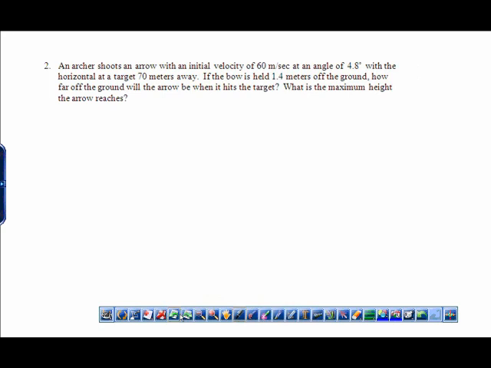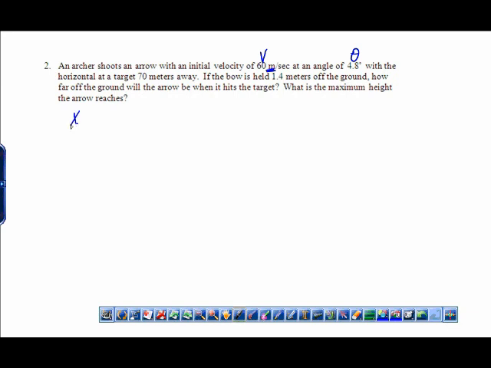Here we have an archer shooting an arrow with an initial velocity of 60 meters per second. Notice that we're in meters now. And we've got an angle now at 4.8 degrees with the horizontal at a target 70 meters away. So this is going to give us something about our horizontal distance at the end. If the bow is held 1.4 meters off the ground, so this is going to be an initial height, how far off the ground will the arrow be when it hits the target?